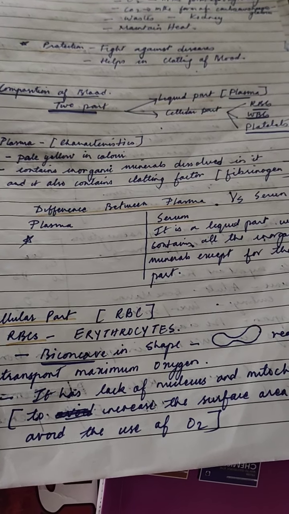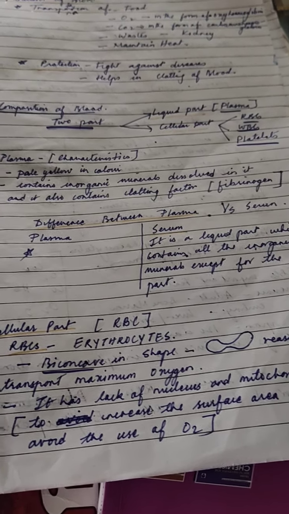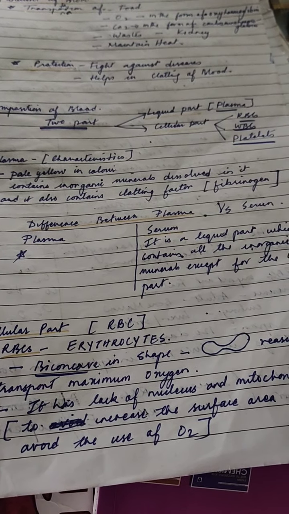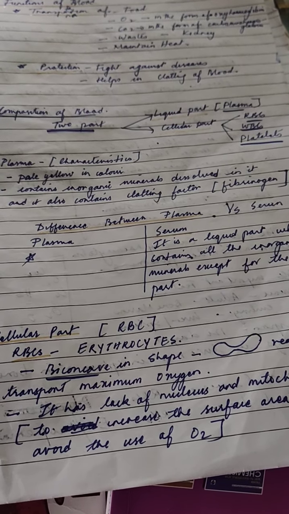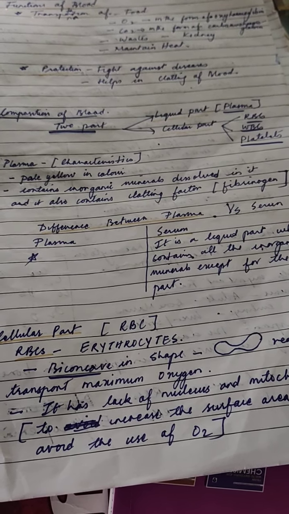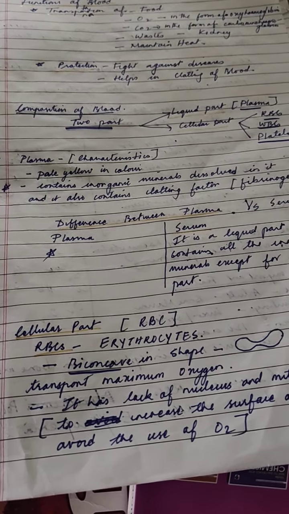Composition of blood. It is of two parts. You have the liquid part, also known as plasma, and you have the cellular part, known as three types, that is RBCs, WBCs and platelets. So let us start with the liquid part, plasma.